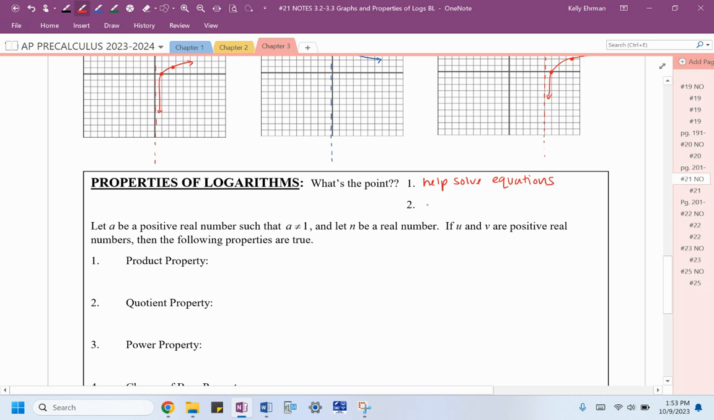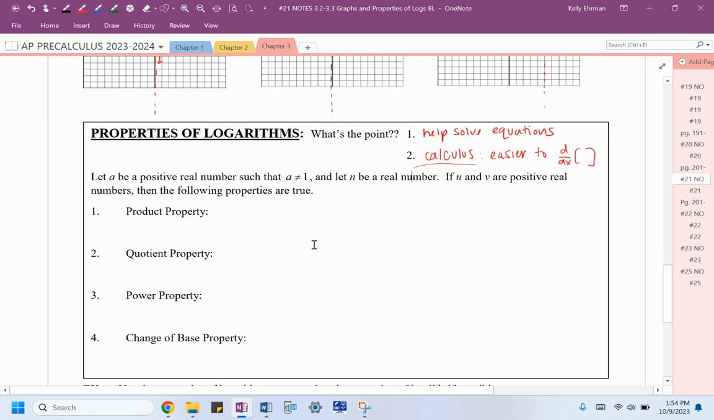And then next year in calculus, using our properties will make it easier to differentiate or take derivatives. That doesn't have to mean much to you now, but you could just write, what's the point for calculus? We'll make calculus easier. For us this year, it's going to help us solve equations where maybe trying to fit something on our graphing calculator would take forever, or maybe we're not allowed to use a graphing calculator.